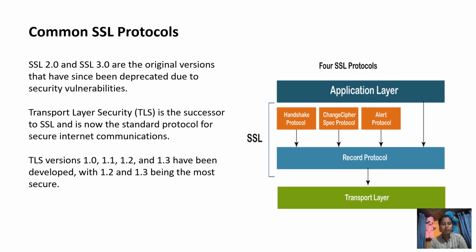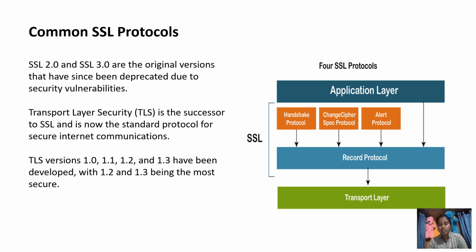Now we can see the common Secure Socket Layer protocols. SSL 2.0 and SSL 3.0 are the original versions that have since been deprecated due to security vulnerabilities. Transport Layer Security is the successor to SSL and is now the standard protocol for secure internet communications. TLS versions 1.0, 1.1, 1.2, and 1.3 have been developed, with 1.2 and 1.3 being the most secure.